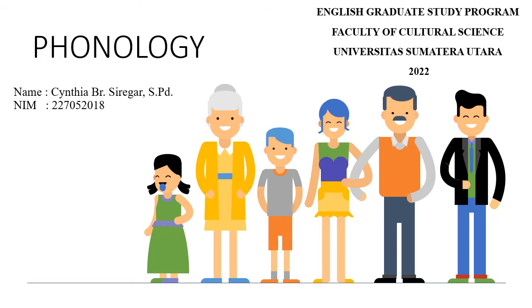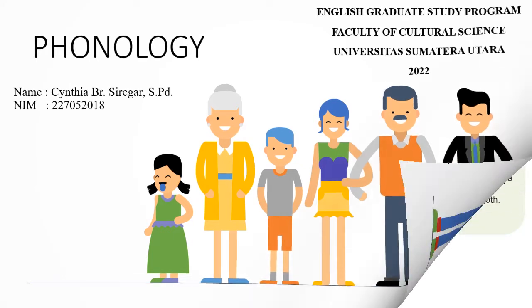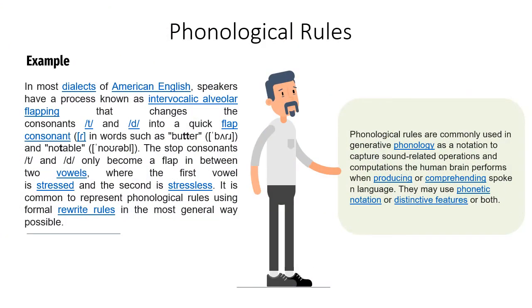Now I'm going to explain to you about distinctive features, phonological processes, and phonological rules. We're going to the last topic. It's phonological rules. So what is it, phonological rules?